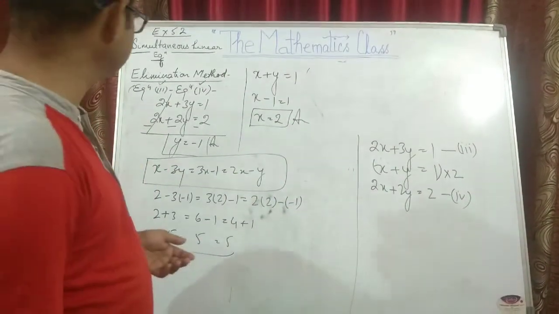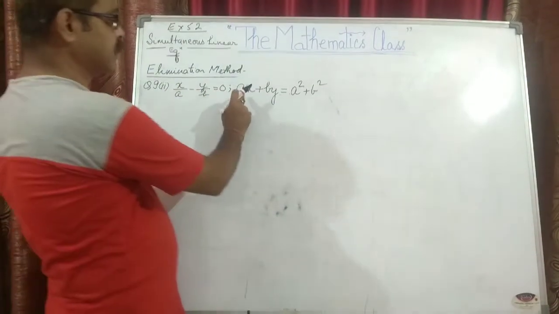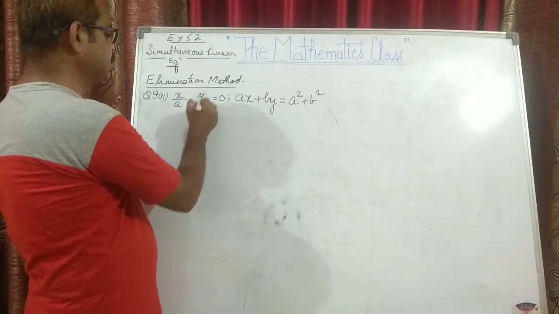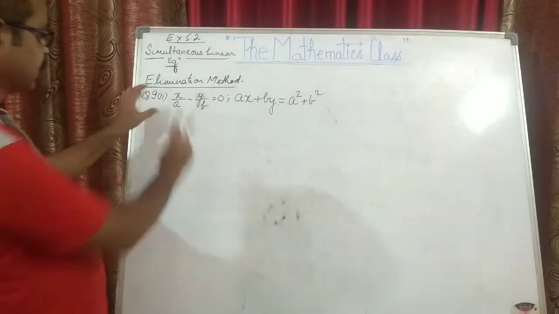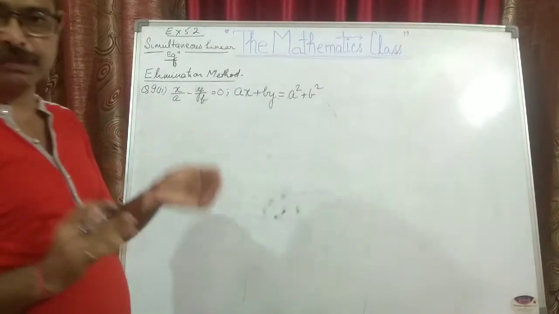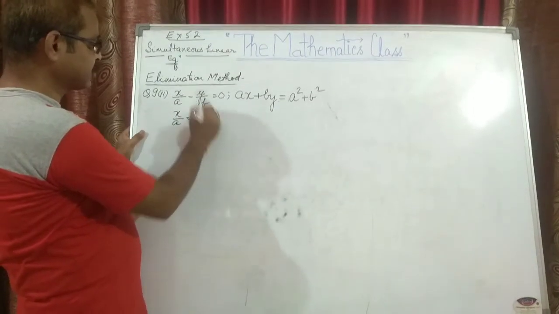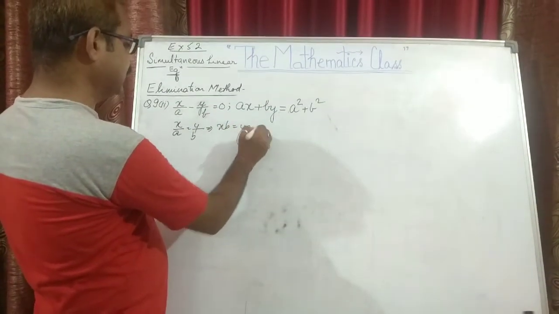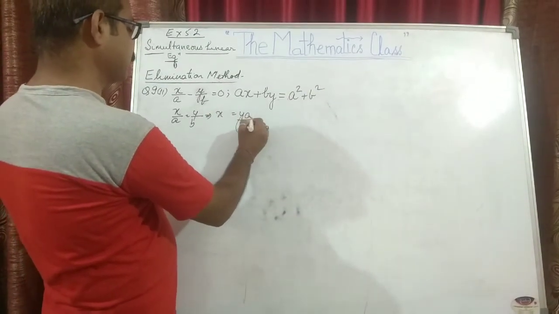Now we move on to question number 9. Question 9, second part: x upon a minus y upon b is equal to 0 and ax plus by is equal to a square plus b square. Though this question is very easy if you solve it by substitution method. Why? This x upon a is equal to y upon b. Because it is 0, this will go to that side. So xb is equal to ya, or you can say x is equal to ya upon b.